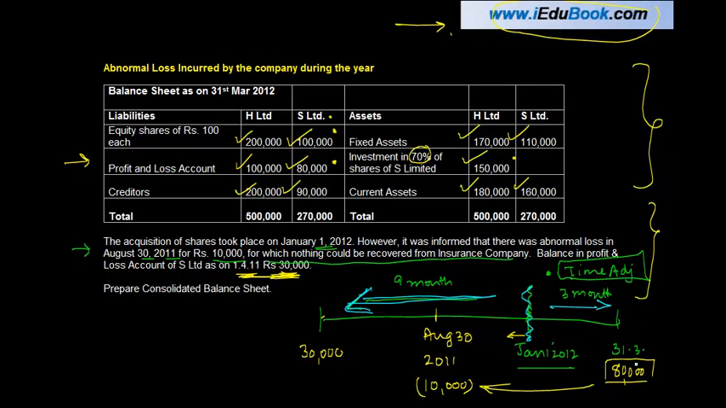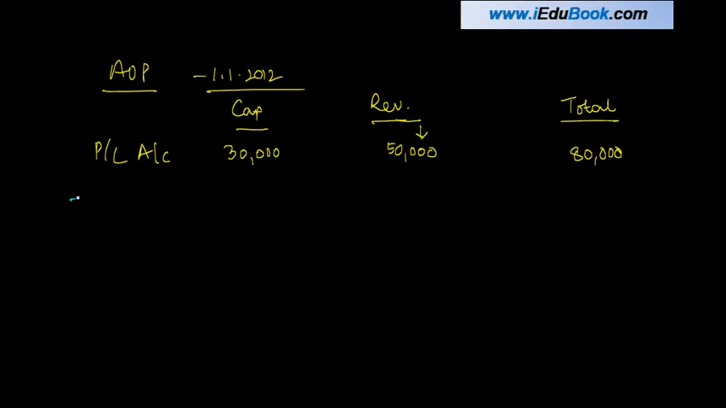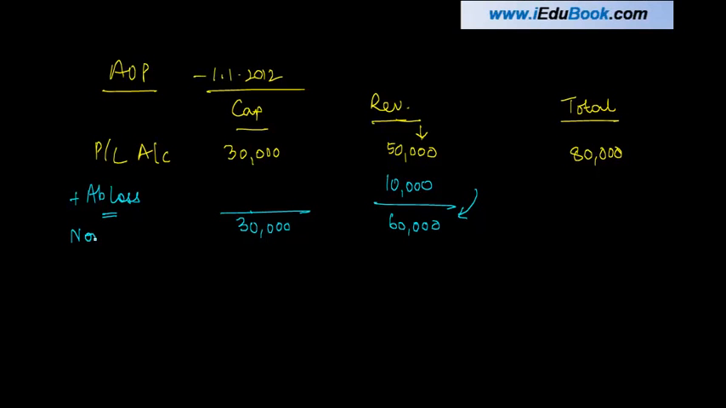But what I can't do is straight away reduce from 80, 30. This 80 has been arrived at after considering this abnormal loss of 10,000, which I know clearly is a pre-acquisition event. So first I will add the abnormal loss of 10,000 over here. This gives me 60,000. So 60,000 would have been the normal profit if I would not have incurred that abnormal loss. Whenever you have abnormal losses, first compute the normal profits. Capital is this much, obviously there is no adjustment, revenue is this much. Then I allocate this between pre and post.